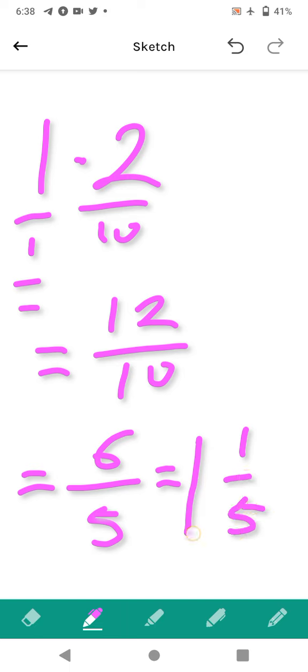5 can go into 6 once, remainder 1, all over 5. The 1 up here is the remainder. The big one here is the number of times 5 can go into 6.